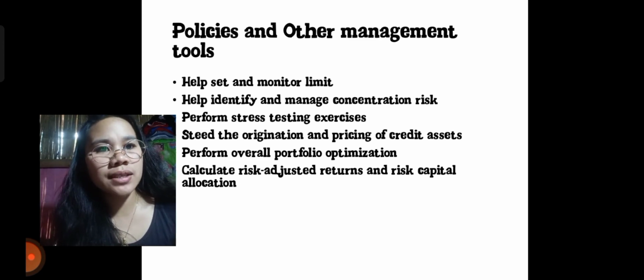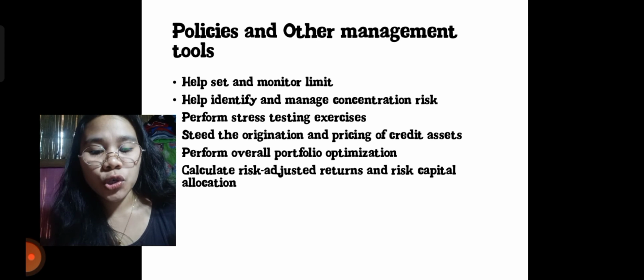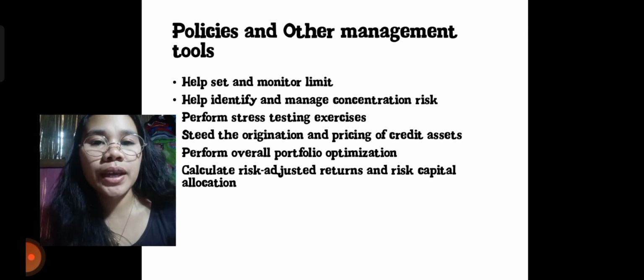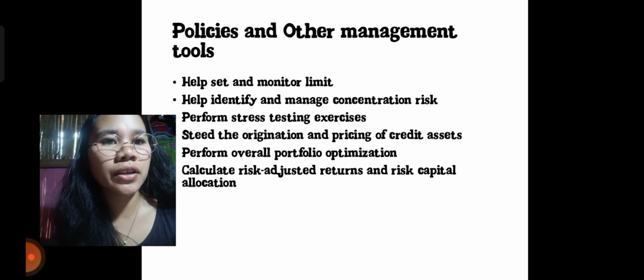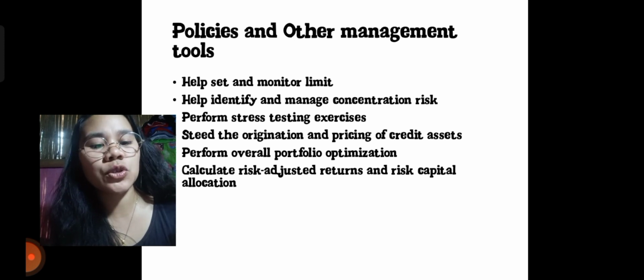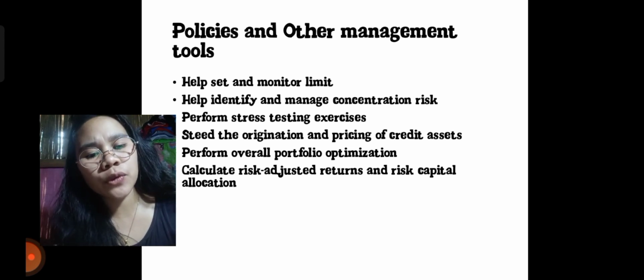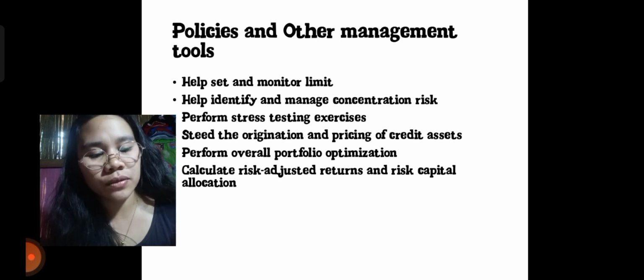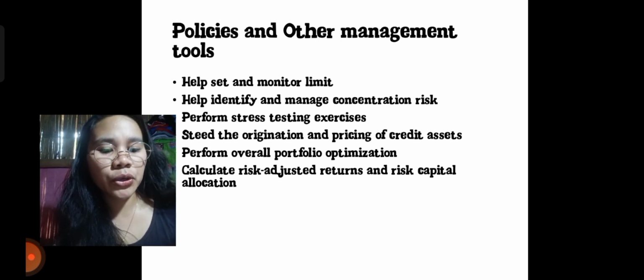Next is perform stress testing exercises. It is used to learn how well your heart responds when it's working hard. Next is steer the origination and pricing of credit assets. Bank steering may generate distortions. The banks build a model of the mortgage market where banks attain their optimal mortgage portfolio by setting rates and steering customers. Steering refers to available tools for portfolio steering, which vary depending on market, financial products, and business model or objective of the manager.